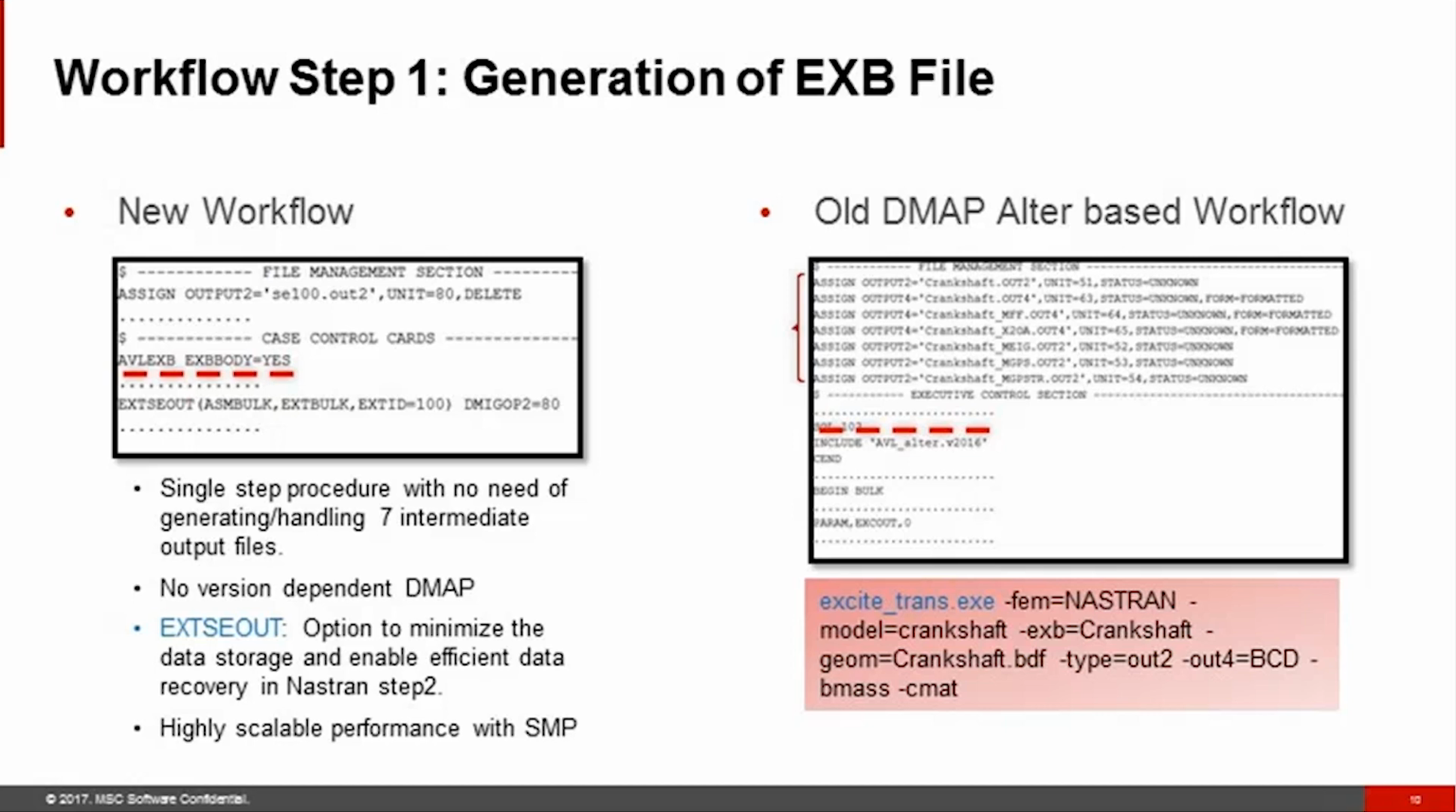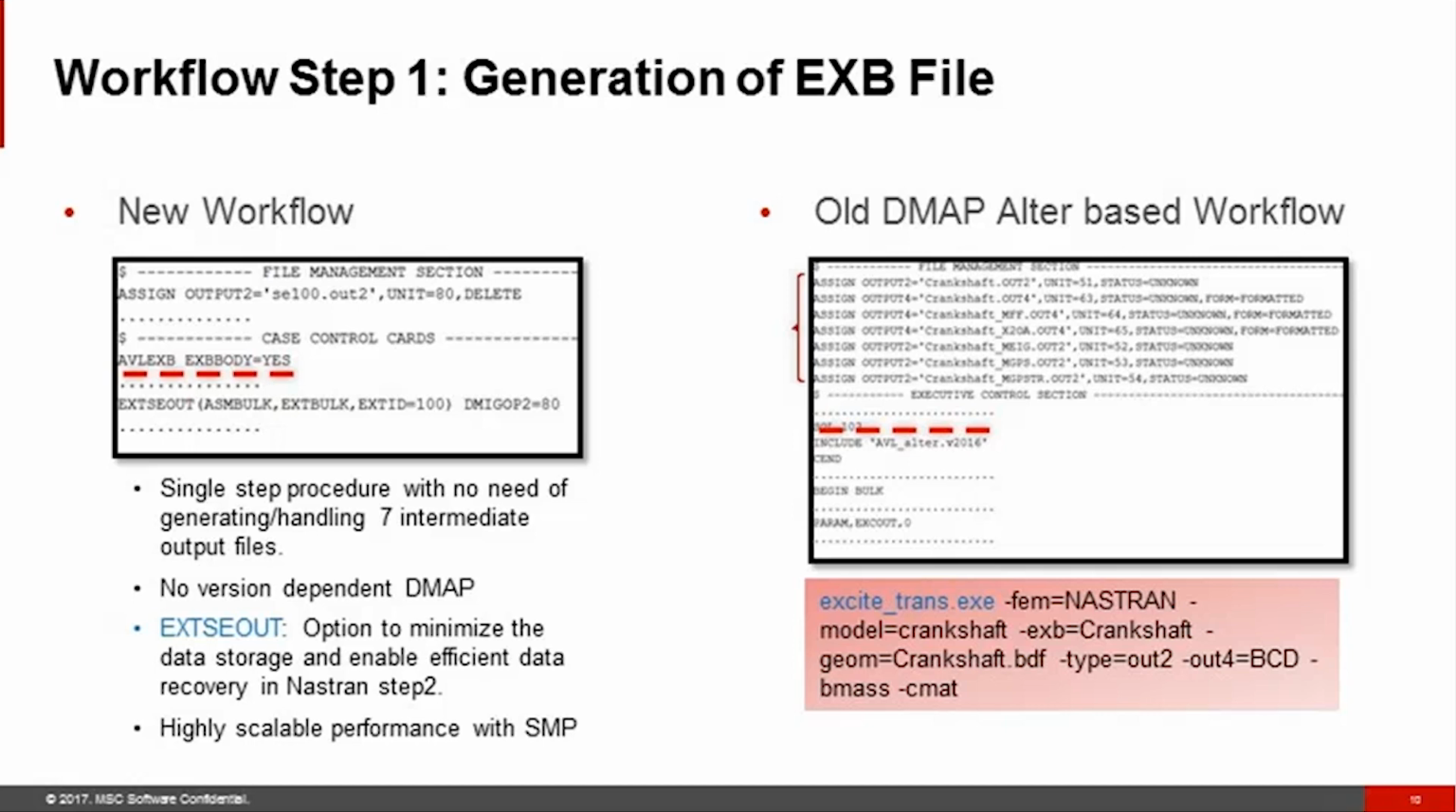However, you'll notice on the left-hand side in the new workflow, there's only one command now. We've added the AVL EXP entry, a case control entry, and then you specify EXP body is yes. In this, it generates a .exp file automatically. There's no need to generate or handle a large number of intermediate output files.